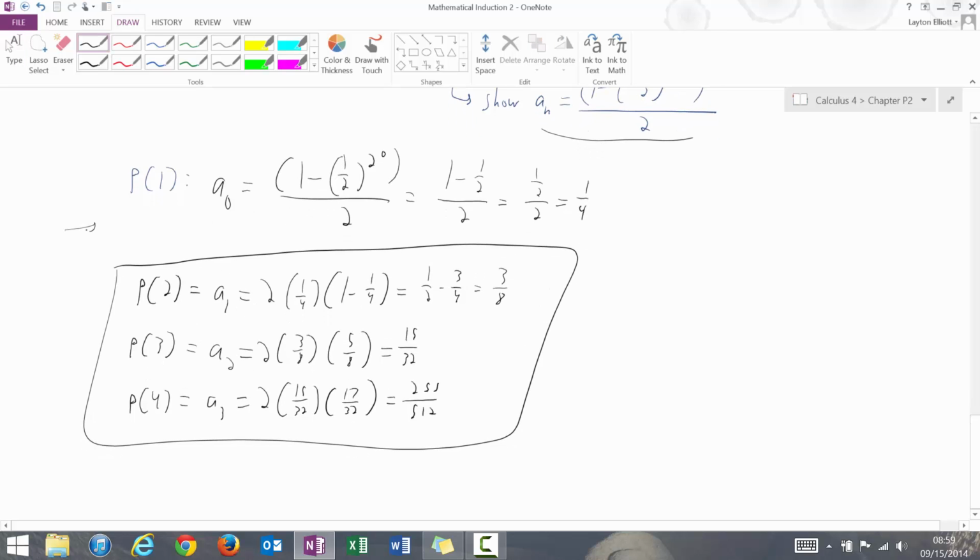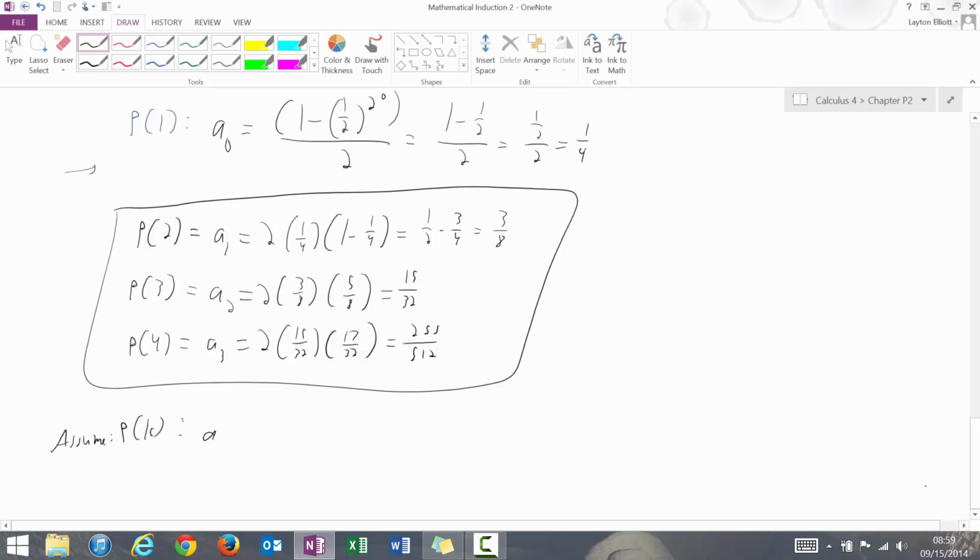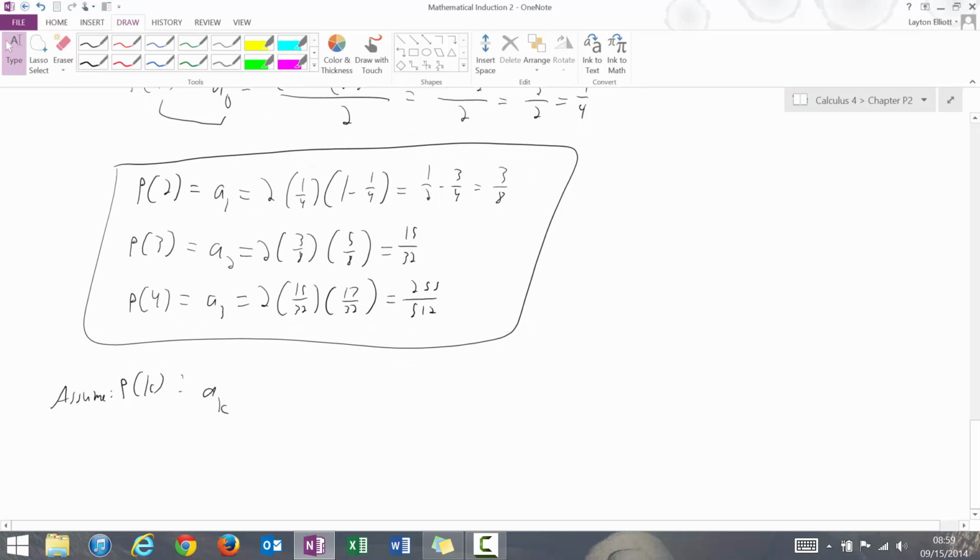We've got the p of 1 case established. Let's assume p of k, and p of k means that a sub k. And you may ask, well, why am I matching k and k here when I didn't match 1 and 0 here? This actually doesn't matter. I could have called that p of 0 and still had it be the first one. It really didn't matter, as long as there's a base case established. So I'll keep these matching here just to not confuse everything too much.